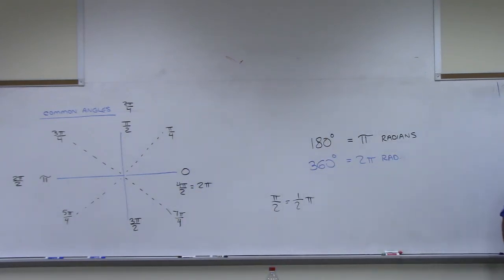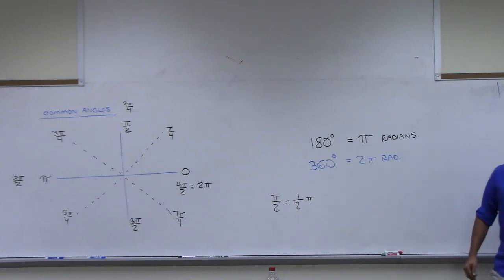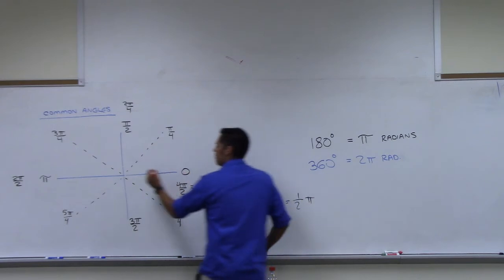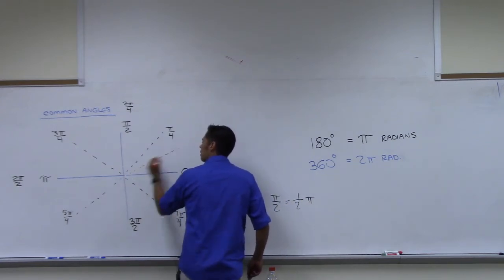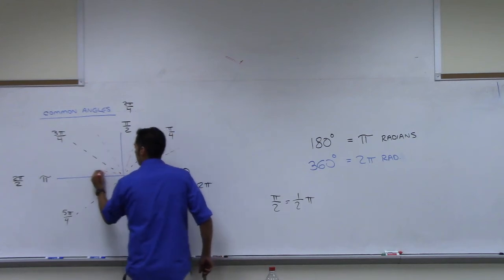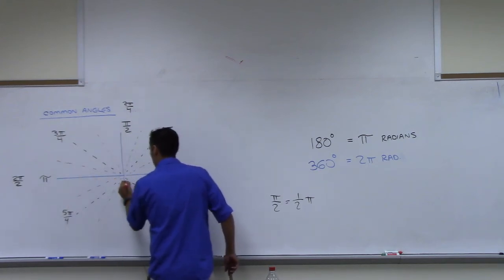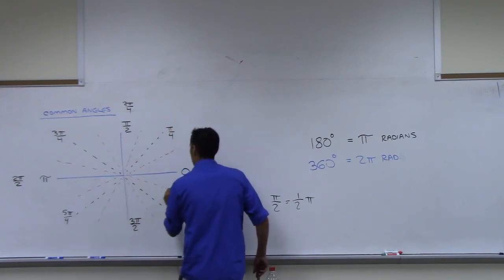After the 45s, we did the 30s, right? 30, 60, 90 went around. So let's do that again. It's going to be here, here, here, here, here, here, here, here. All right.